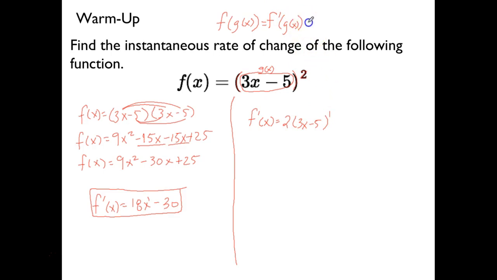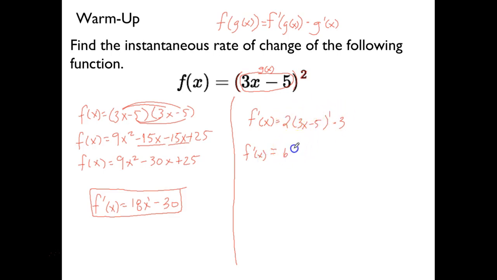Now here's how you end it off. You multiply it by the derivative of the inside. So times the derivative of g, the derivative of this inside here. The derivative of this would just be 3. Okay, let's simplify this. This is still the derivative, so it's called f prime of x. I'm just simplifying it. Let's multiply the 2 and the 3.